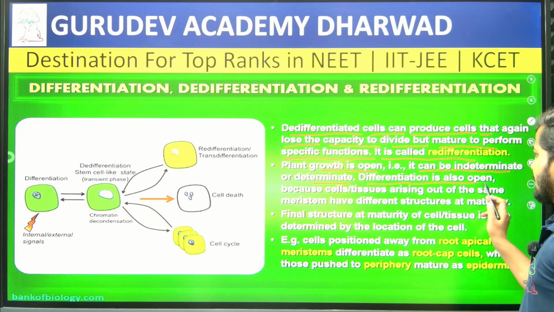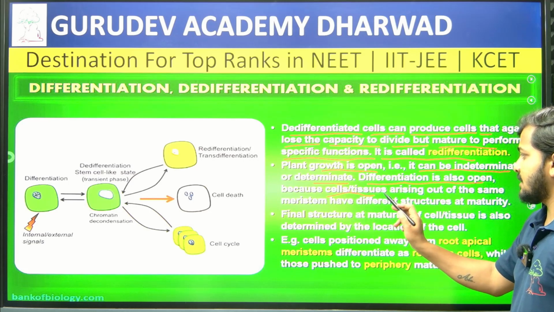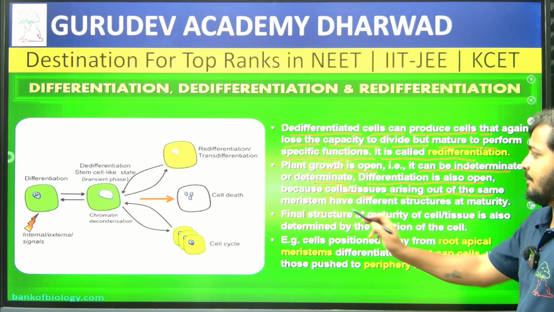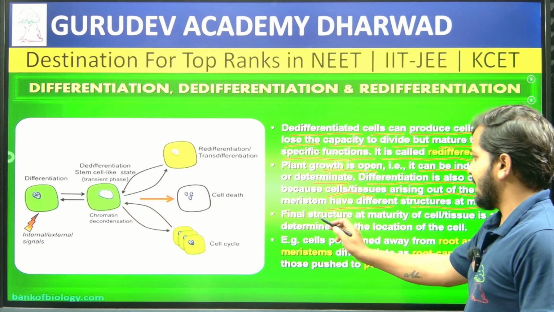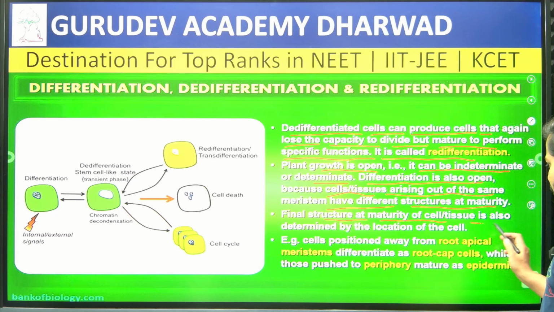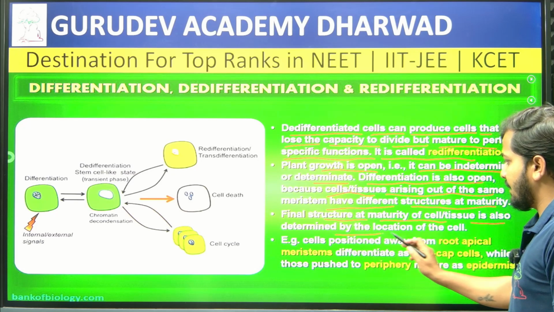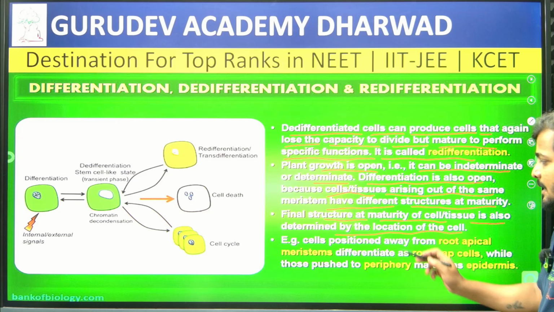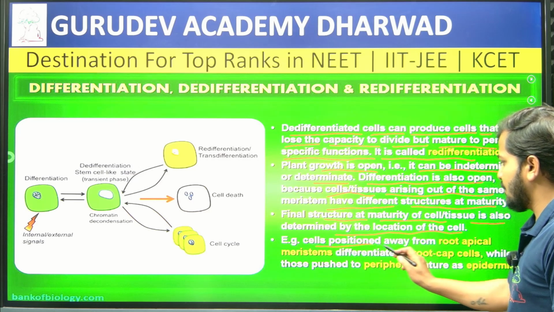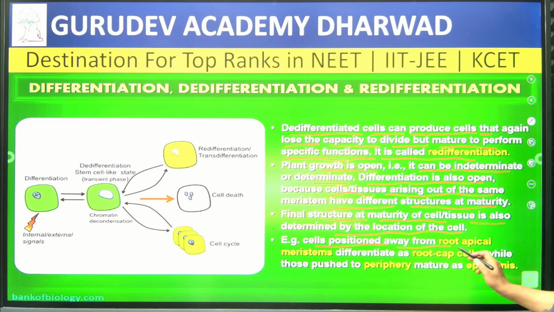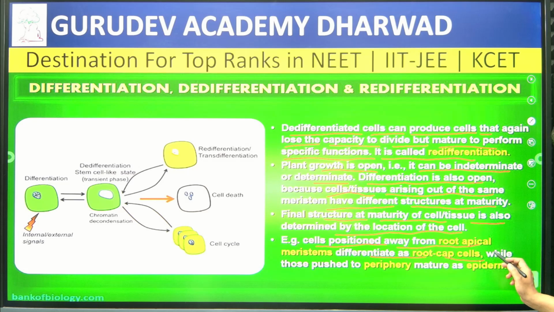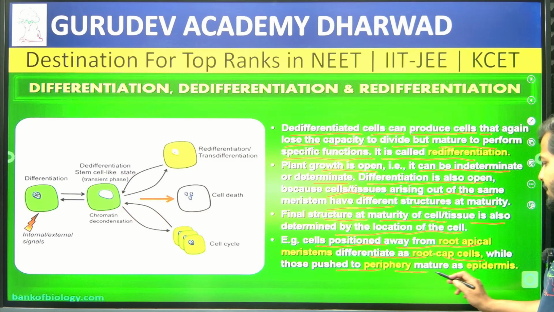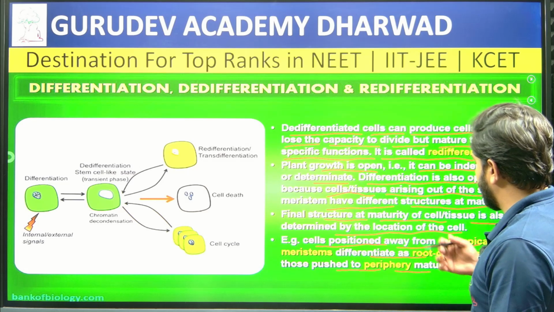Differentiation is also open, because cells and tissues arising out of the same meristems have different structures at maturity. The final structure at maturity of a cell or tissue is also determined by the location of the cell. For example, a cell positioned away from the root apical meristem differentiates into root cap cells, while those pushed toward the periphery mature as epidermis.